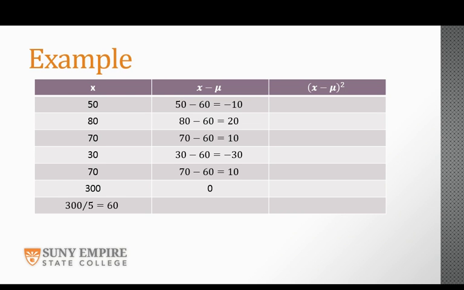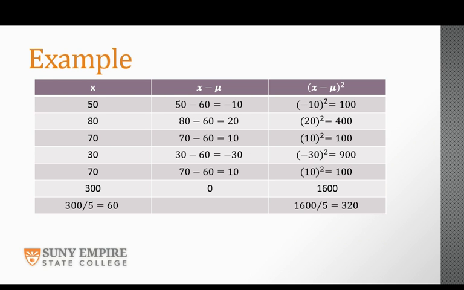If we add these variations together, we get a total of 0. This is not a coincidence. The sum of the individual variations from the mean for an entire set will always equal 0. Now, we square each of the individual variations. Negative 10 squared is 100, 20 squared is 400, 10 squared is 100, negative 30 squared is 900, and 10 squared is 100. Adding those squared values together, we get a total of 1600.